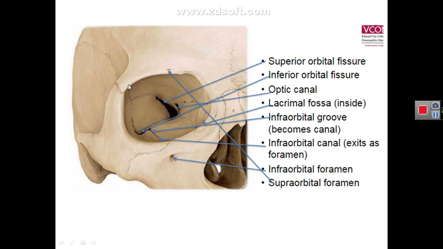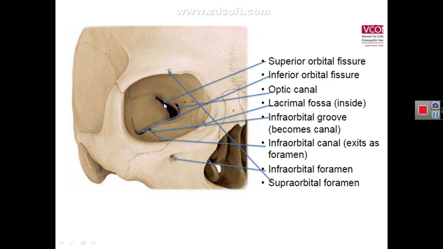So this is the base of the pyramid. Therefore, it is a four-sided pyramid. The roof of the pyramid, the superior wall, is formed by the orbital plate of the frontal bone anteriorly, and posteriorly by the lesser wing of the sphenoid. The lateral wall is formed by the greater wing of the sphenoid posteriorly, and the frontal process of the zygomatic bone anteriorly.